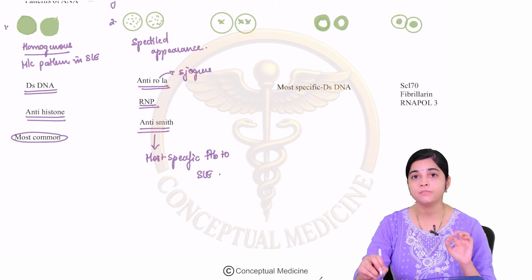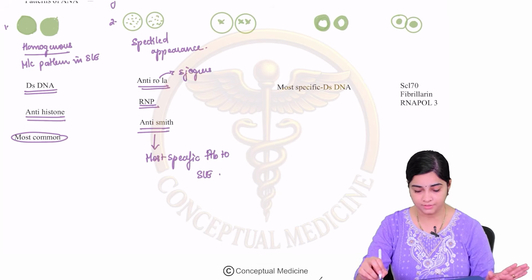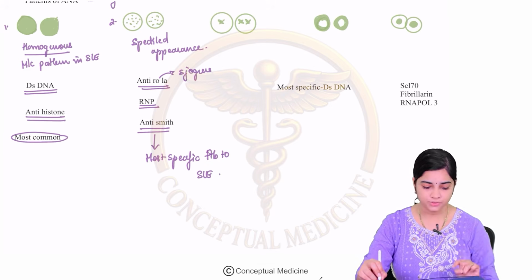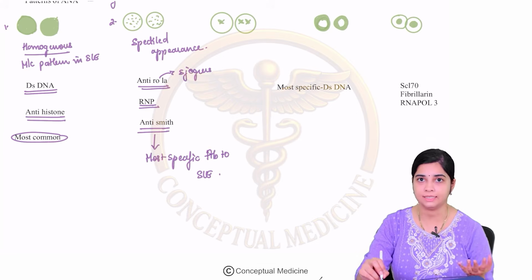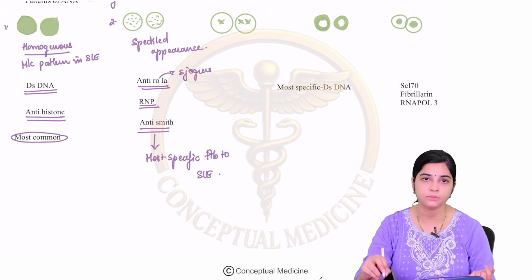Okay, so remember, we are not talking about the most specific pattern. Most specific pattern is different. Most specific antibody is different. Most common pattern is different. Most common pattern is a homogeneous staining. Most specific antibody to SLE is anti-Smith. But the most specific pattern to SLE is different, that we will be looking at.